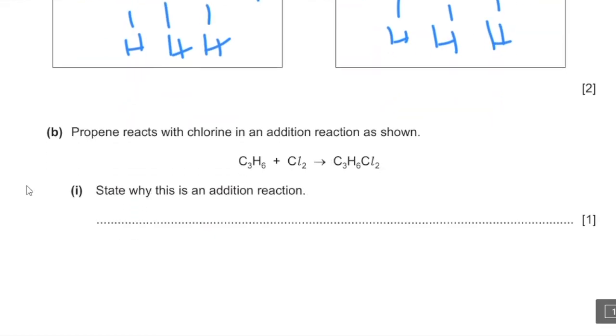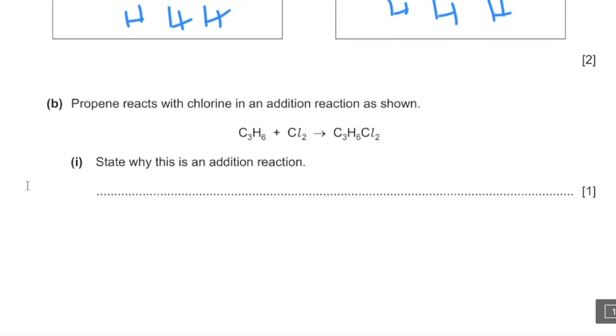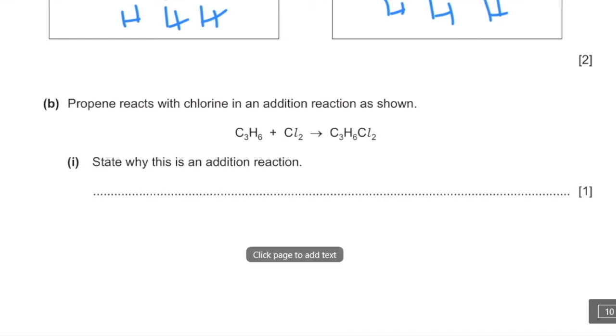B. Propene reacts with chlorine in addition reaction as shown. 1. State why this is an addition reaction. Alright, because two molecules join to make one product. Or two reactants is a better term to be used over here.